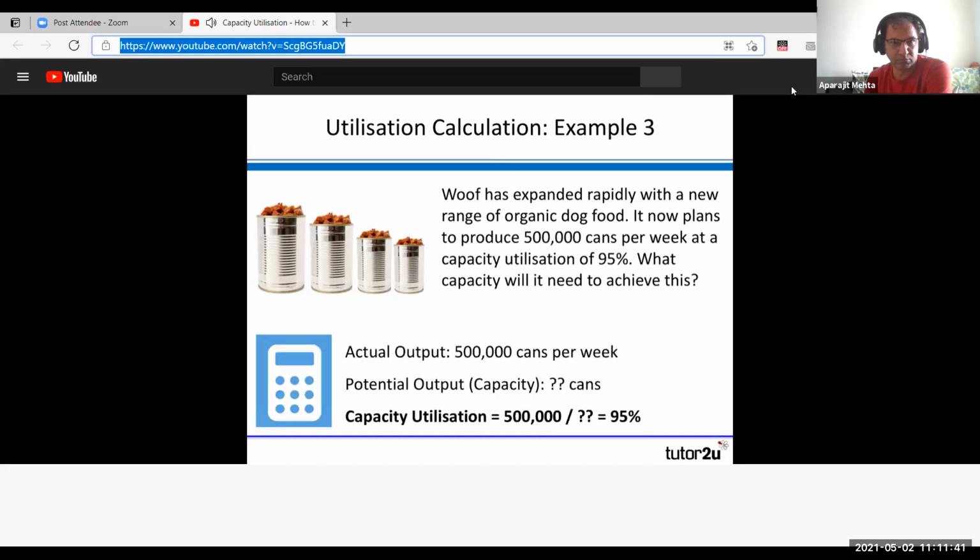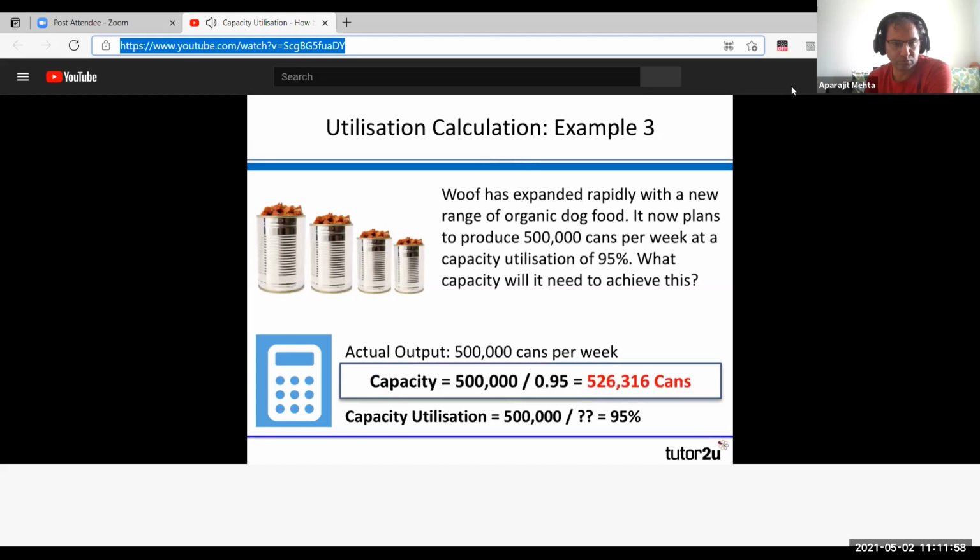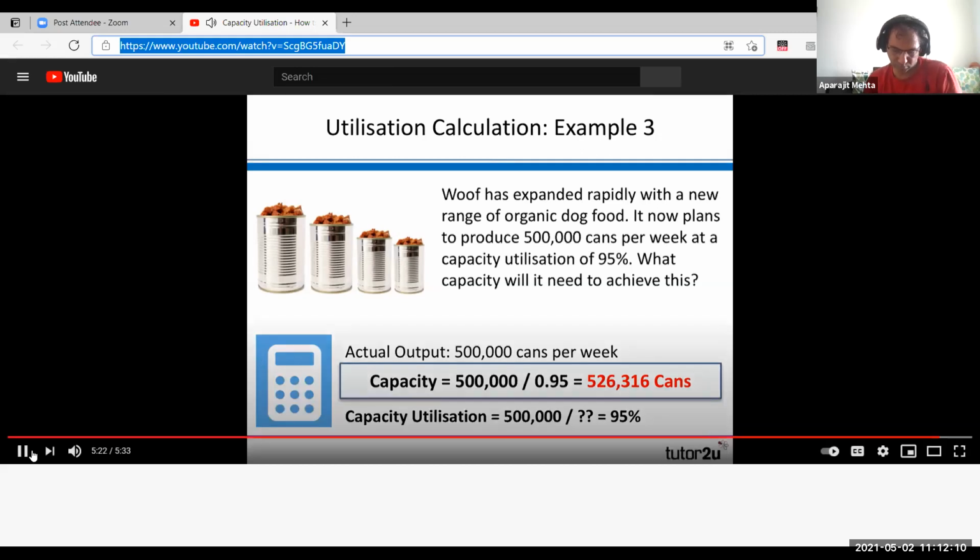Well, we're told the actual output is going to be 500,000 cans per week. That's the plan. We're told that the utilization needs to be 95%. In other words, we're going to need to have more capacity than 500,000. How do we calculate the potential or the needed capacity? Well, it's 500,000 divided by 0.95, or divided by 95%, which comes out at 526,316 cans. So hopefully you can see how that was just a slight variation in the data given, but you were still calculating capacity utilization.